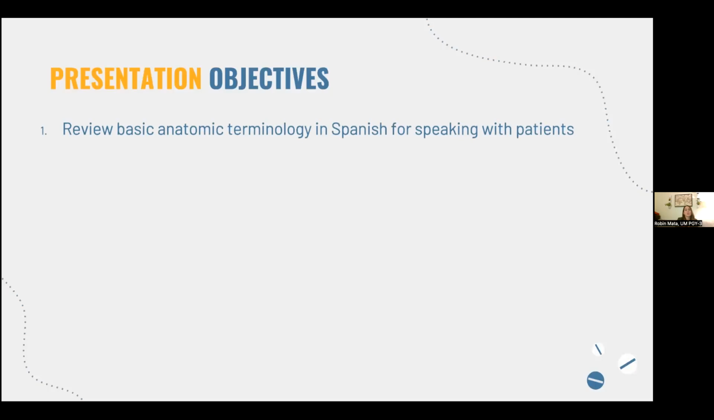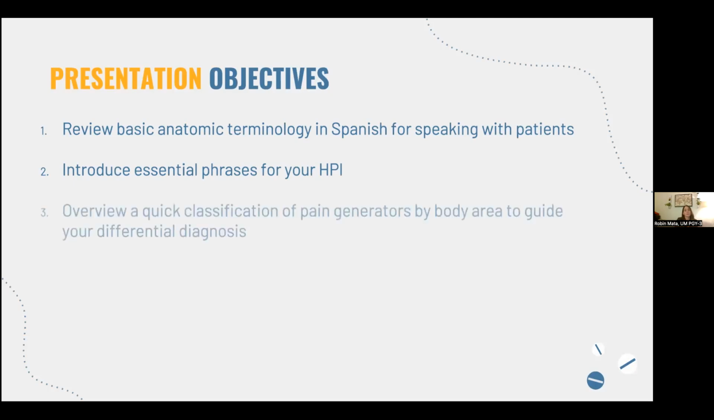Okay. So number 1, I want you to be able to identify basic regions in the body so that when you're speaking with patients, you can ask about them and understand when they say them to you. 2, essential phrases for your HPI. I've specifically distilled this for low back pain so that when you're giving a presentation to an attending, these are the things that they're going to care about and that are going to drive your differential one way or another.